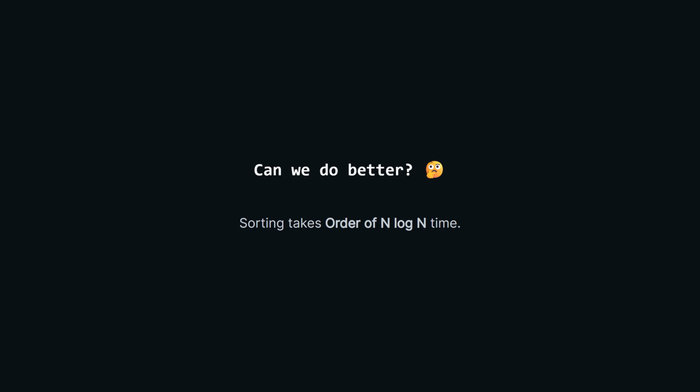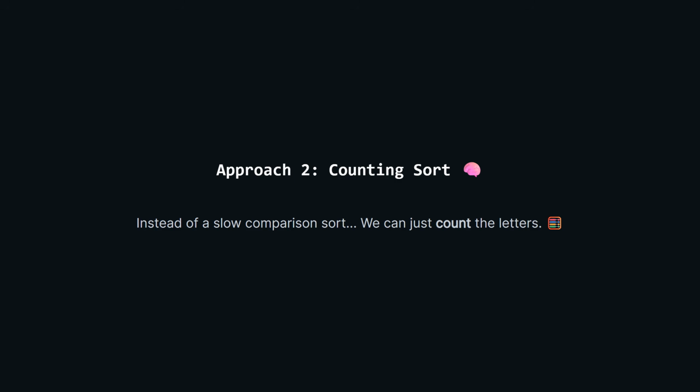This sorting approach works perfectly, but sorting a list generally takes n log n time. Can we do this even faster? Yes, we can. The secret is in the constraints. We aren't sorting millions of random numbers. We only have 26 possible lowercase letters to worry about. Whenever you have a small, fixed set of things to sort, a counting approach is almost always faster.